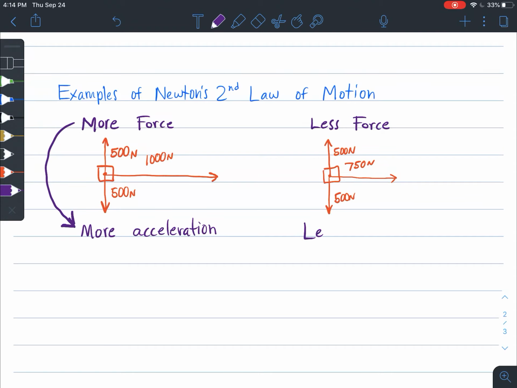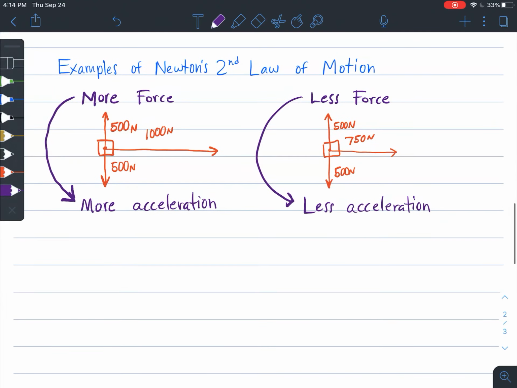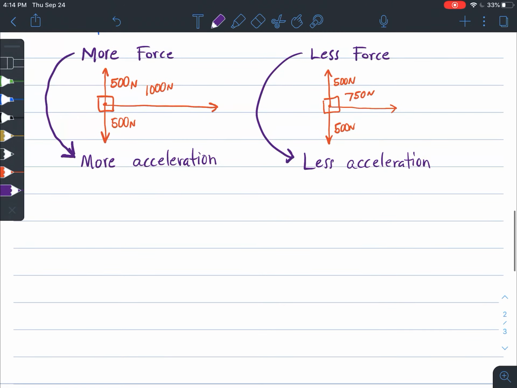And the opposite is true. If we apply less force, then we would have less acceleration. It'd be harder to change that object's direction or its speed. So more force, more acceleration, less force, less acceleration. Well, let's see what happens if we were to change the mass of our object.